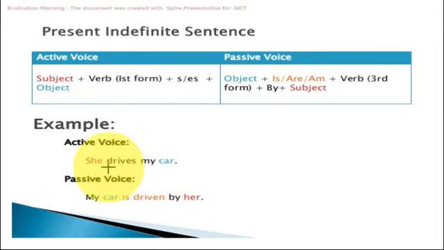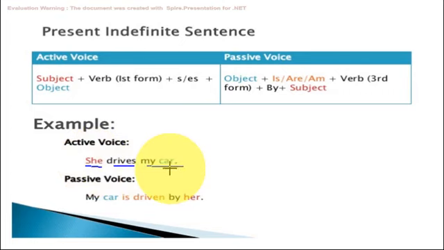Present tense. This sentence belongs to simple present tense. Now divide this sentence into three parts: first, second, and third. This one is subject, she is subject, drive is verb, and my car is object. Now according to our rule, subject becomes object and object becomes subject.